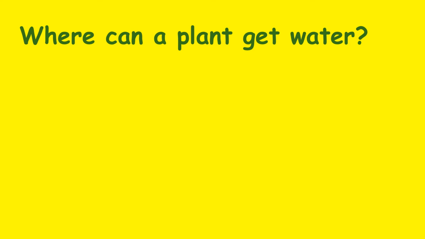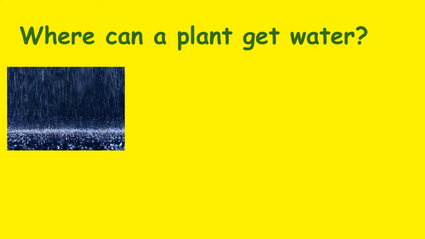So where can a plant get water? Think about that. Do you have an answer? Well, I'm going to tell you some of the answers I came up with. One is the rain. If a plant is an outdoor plant, or it's just living in a forest or a park, the rain will help it survive and help it grow.